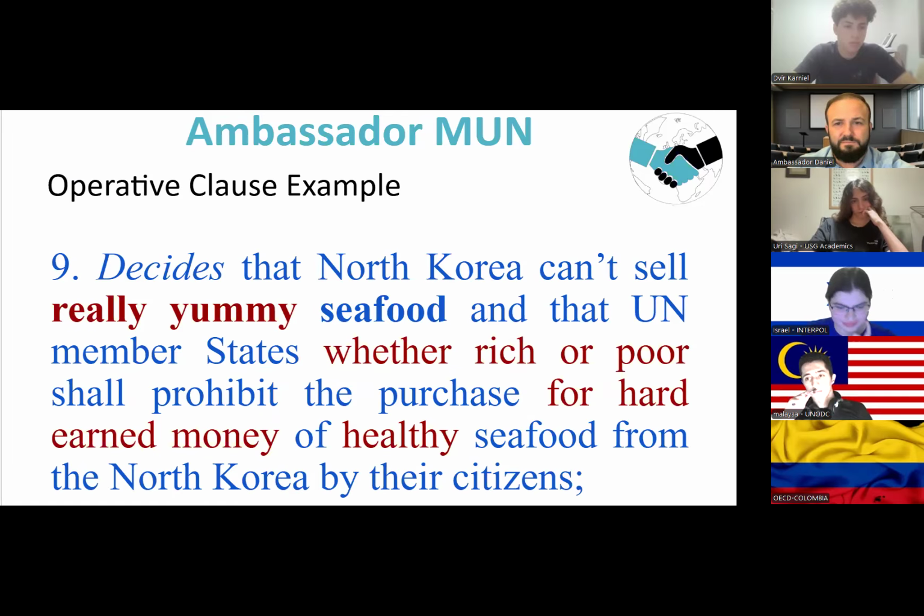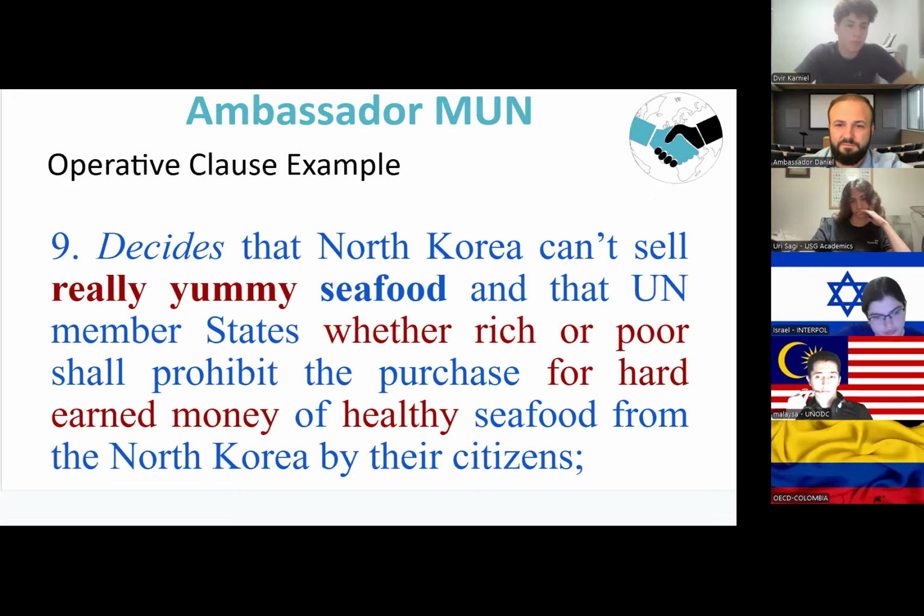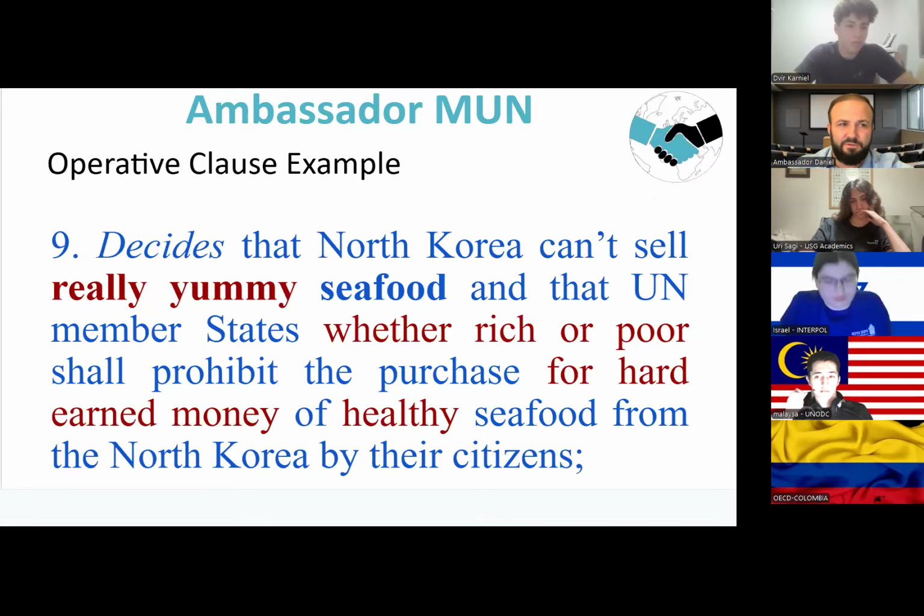Decides that North Korea can sell really yummy seafood and that UN member states, whether rich or poor, shall prohibit the purchase for hard-earned money of healthy seafood from North Korea by their citizens.